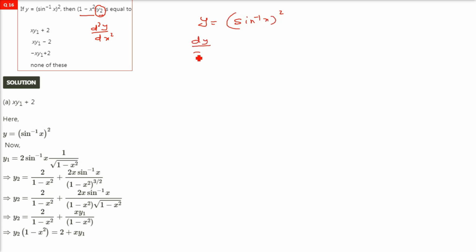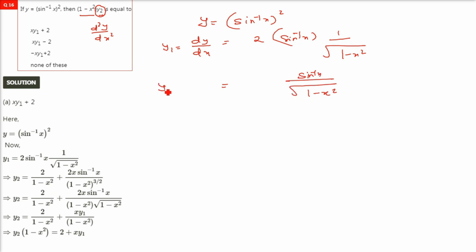So dy by dx, which is y1 or y dash, is going to be 2 sine inverse x, and then differentiation of sine inverse x is going to be 1 by under root 1 minus x squared. Then the double differentiation. So we have sine inverse x divided by under root 1 minus x square. 2 I'll take later. So y2, d2y by dx2.